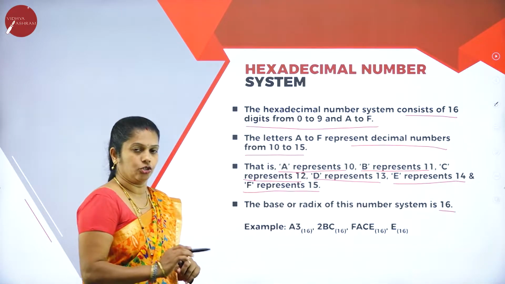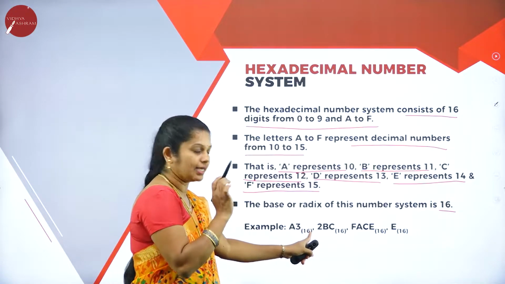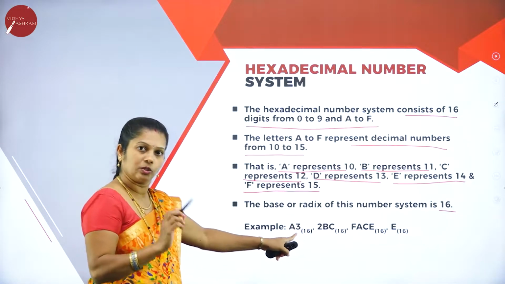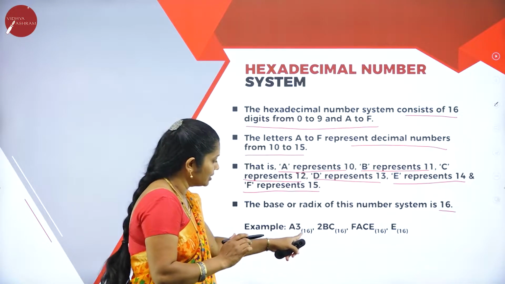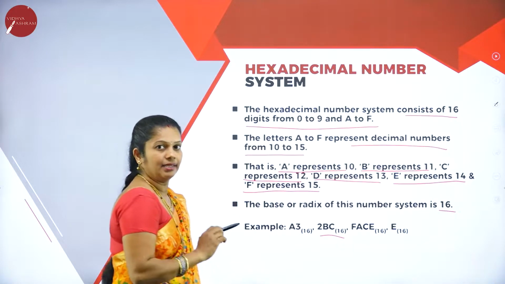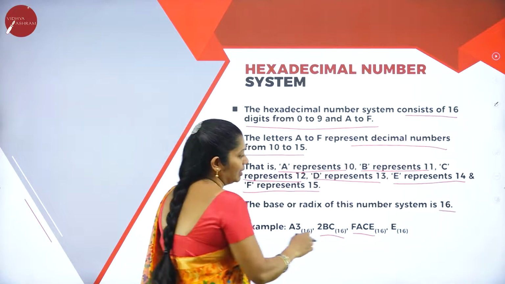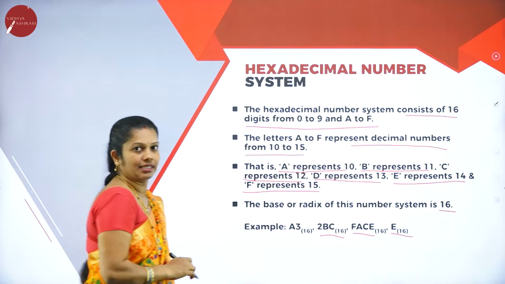It's a combination of 0 to 9 and A to F. For example, A3 is a hexadecimal number because A is in the list, 3 is in the list, and the base is 16. 2BC is a hexadecimal number. FACE is also a hexadecimal number. E, if I write it, is also a hexadecimal number.